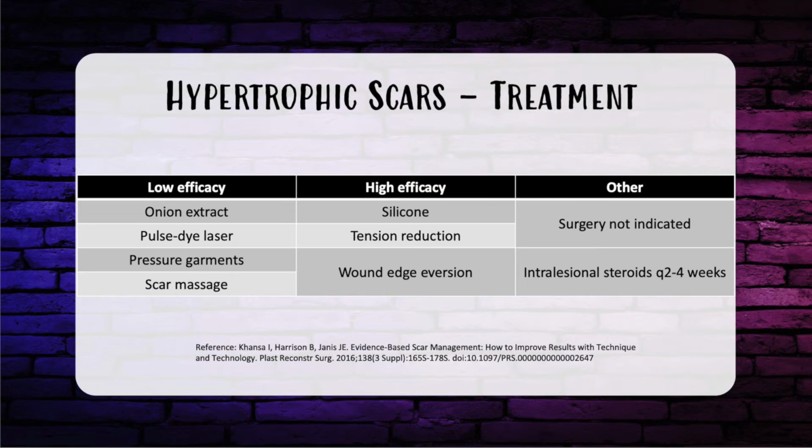Whereas things like onion extract, which is found in Mederma, pulse dye laser, pressure garments, and scar massage have low efficacy in studies. So hypertrophic scars usually regress over time. That's why surgical excision is never recommended, especially in the first 6 months. If a hypertrophic scar does not start to fade after 6 months, that's when you can start intralesional corticosteroid injections into the papillary dermis every 2 to 4 weeks. But that's the only invasive measure that's usually indicated for hypertrophic scars.